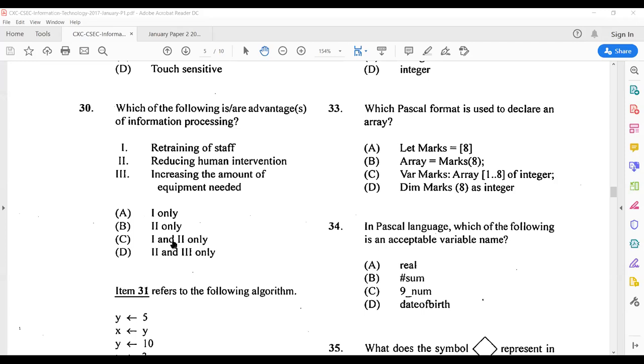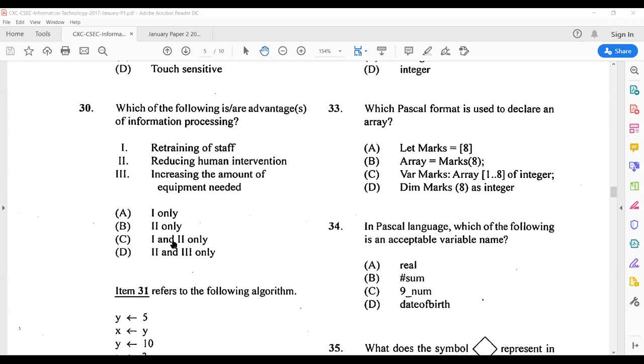So if a company has to retrain staff, that is something that they have to spend money on, spend time on. They have to take away from the production, right? So the answer is B, reducing human intervention. But just to go back a little bit, the reason why one is not an advantage is that retraining staff actually takes away from the company in terms of time and money for training staff.